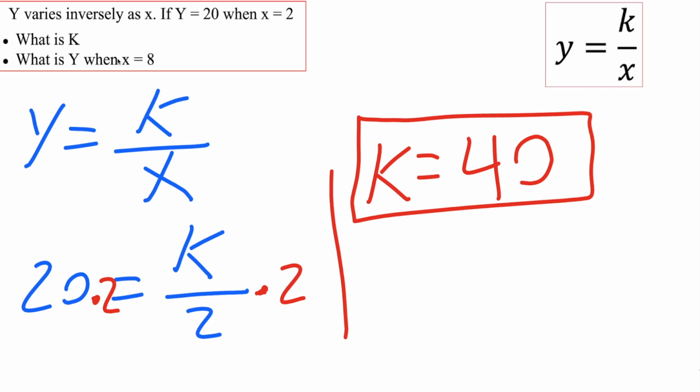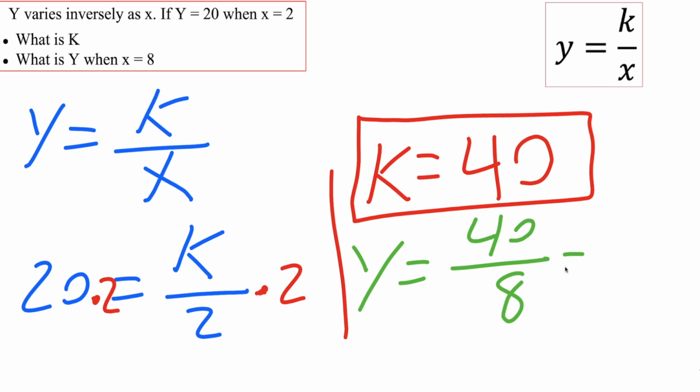What is y when x is equal to 8? This time, they gave us the x value, and we already solved for k. So we have all the pieces to solve for y. Again, we're going to use that formula. y is equal to k divided by x. We know k is 40, and we know in this problem it says when x is equal to 8. So 40 divided by 8 would give us 5. So for the second part of the problem, y would be 5.